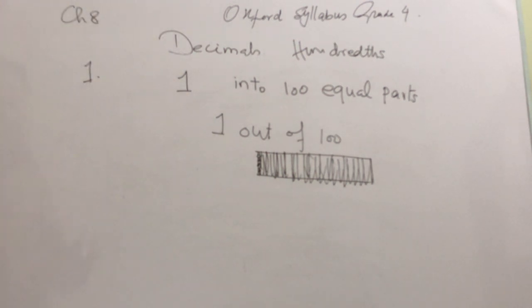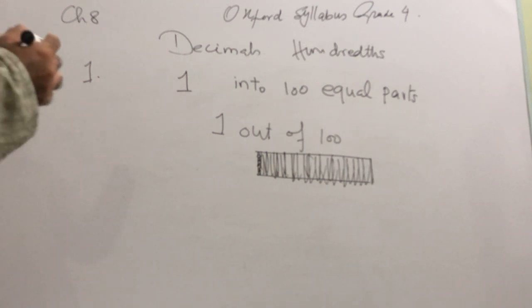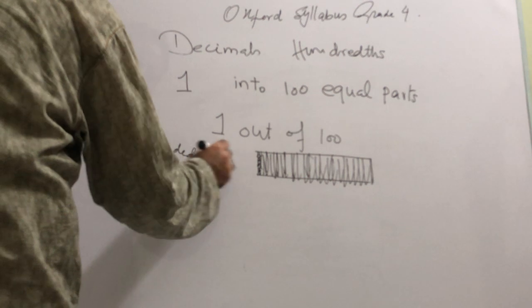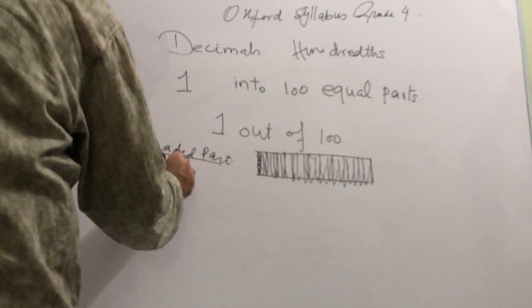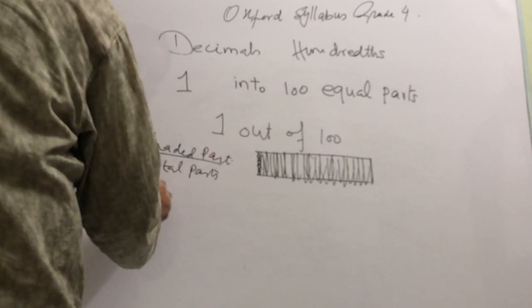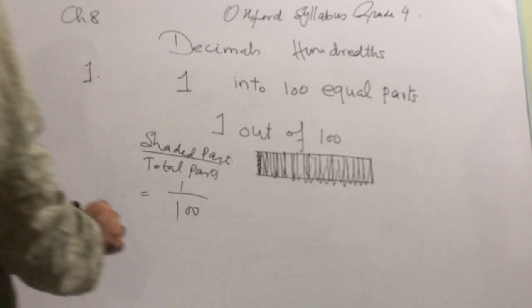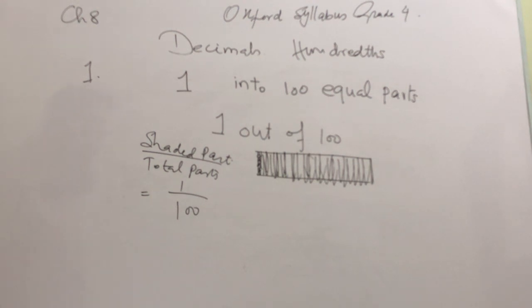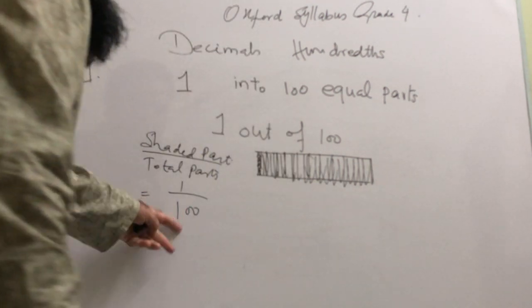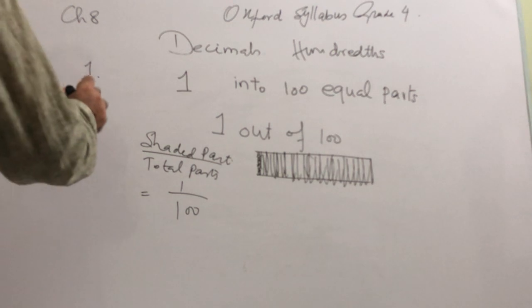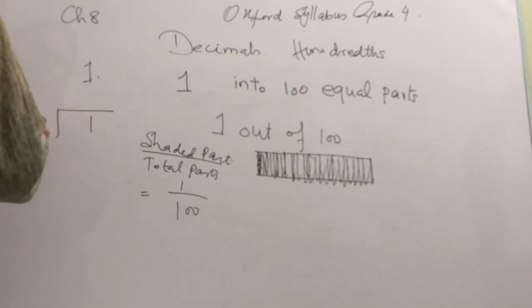So if we want to convert it into fraction or decimal, how would we do it? The same way, we will put shaded part over total parts. You are getting only one part, shaded one part. Total parts are 100. So in terms of fractions, you are getting 1 divided by 100 or 1 over 100 in fractions. But if you want to know that in decimal form how much I got, in that case you will be dividing 1 with 100.